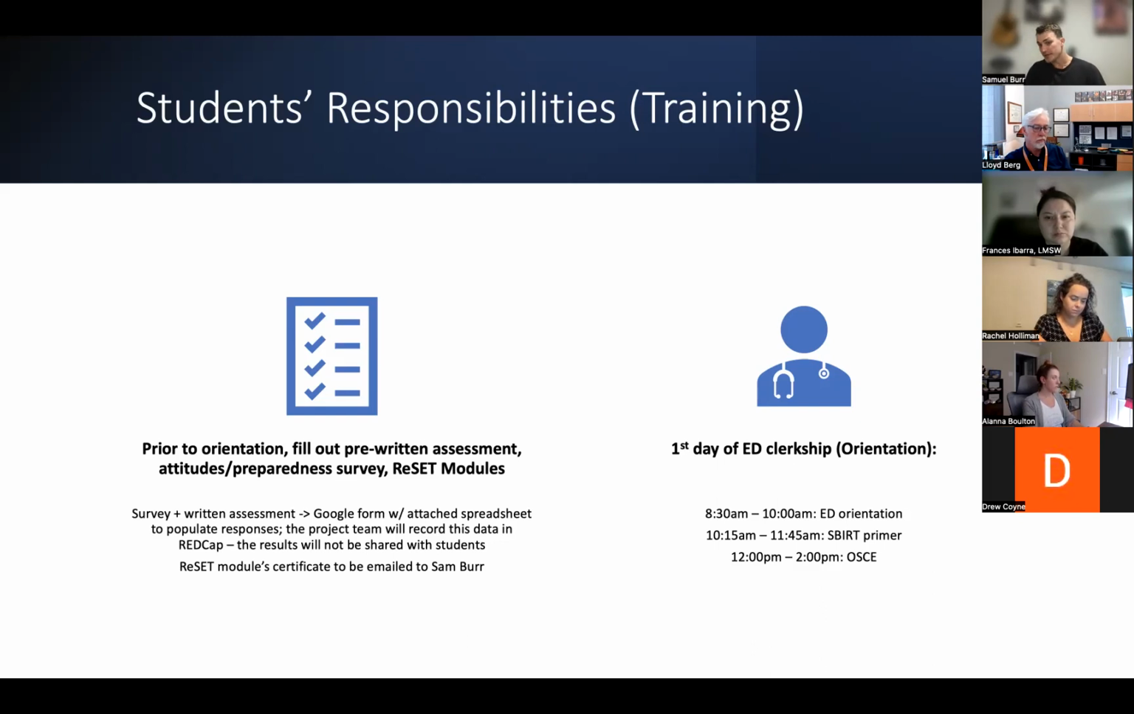So as far as the first day of their clerkship, the orientation, we're going to add the SBIRT training materials primer to the back end of the ED orientation itself. I talked to Dr. Coyne about this, and we're able to push the ED orientation a little bit earlier in the day to make room for the primer, which in this framework is delivered by Dr. Velasquez plus or minus Dr. Berg, if there's any availability there.